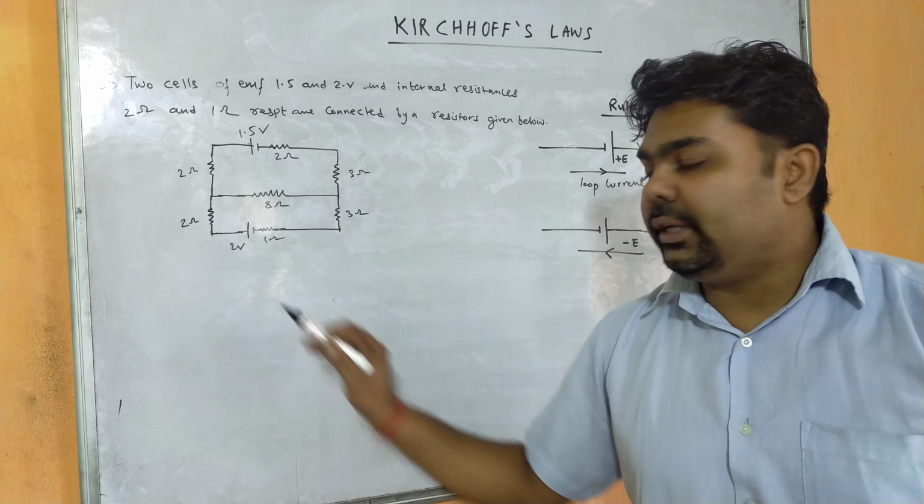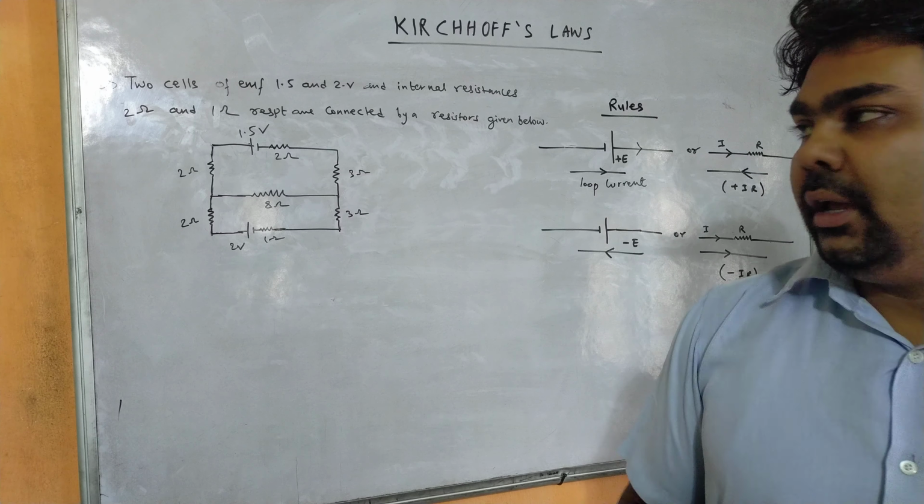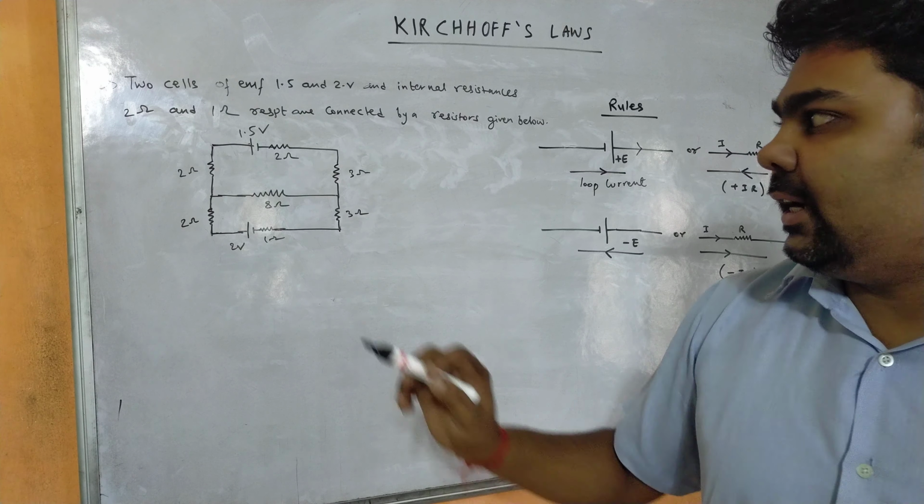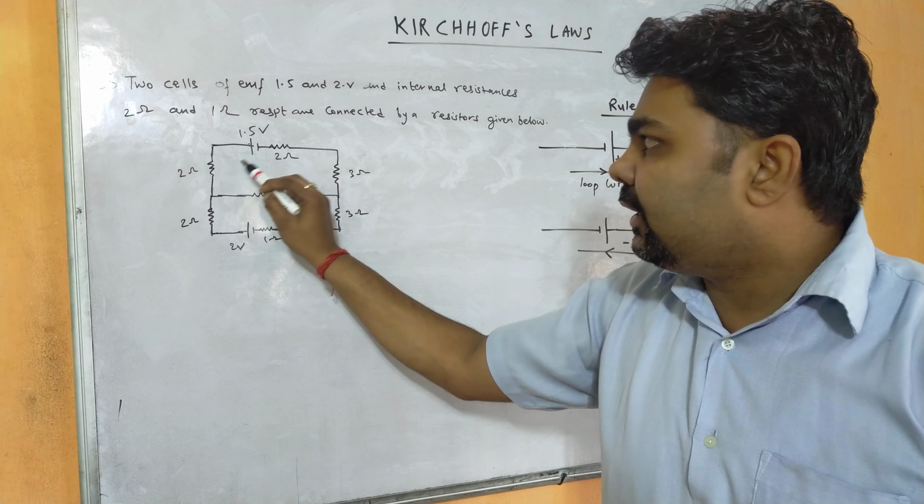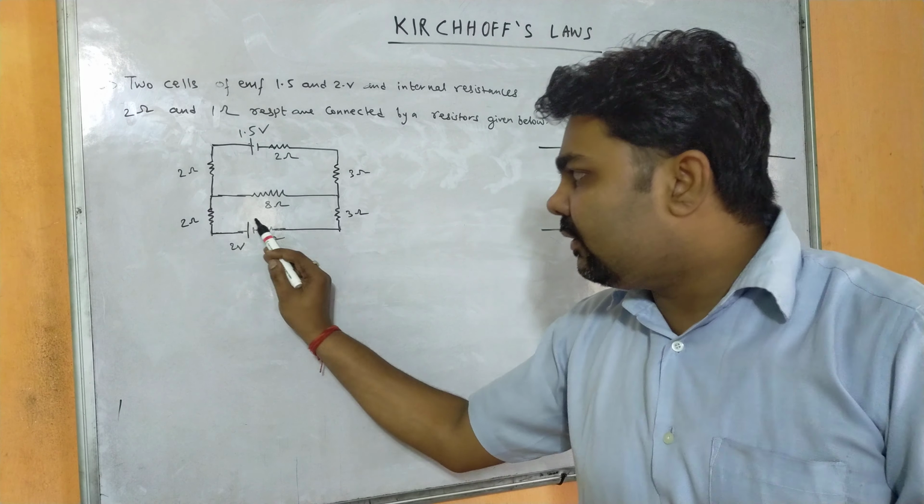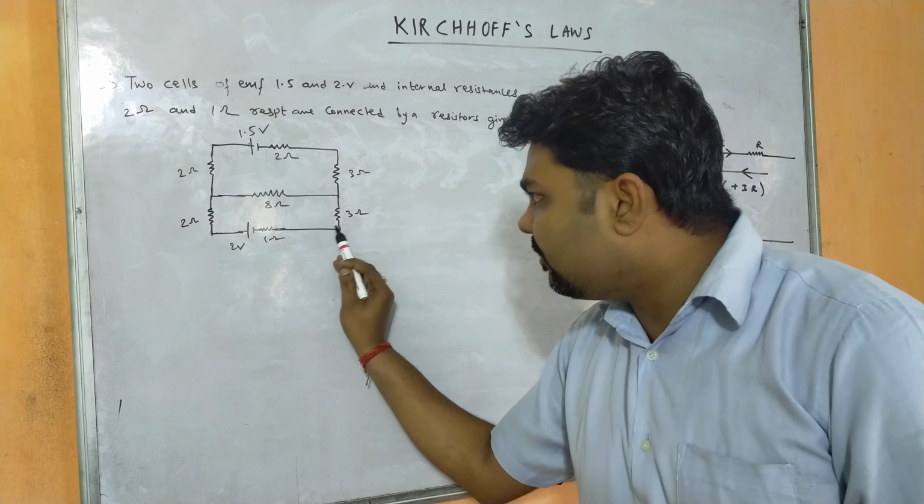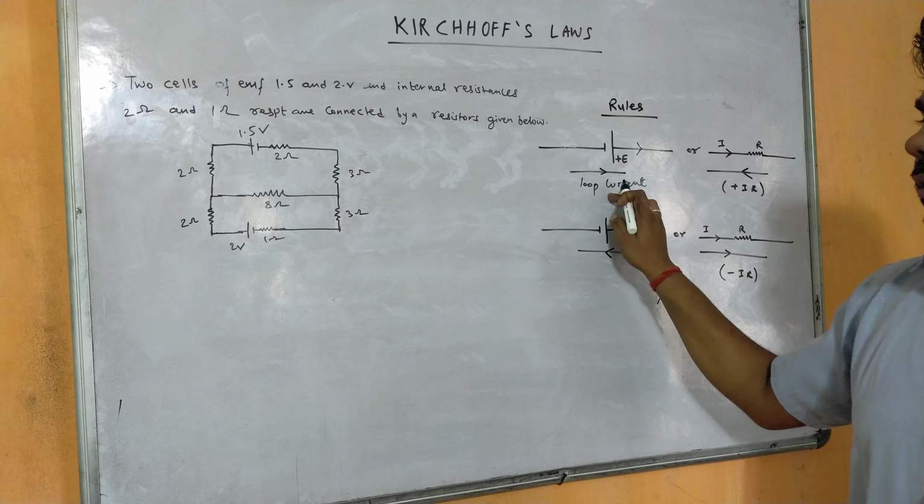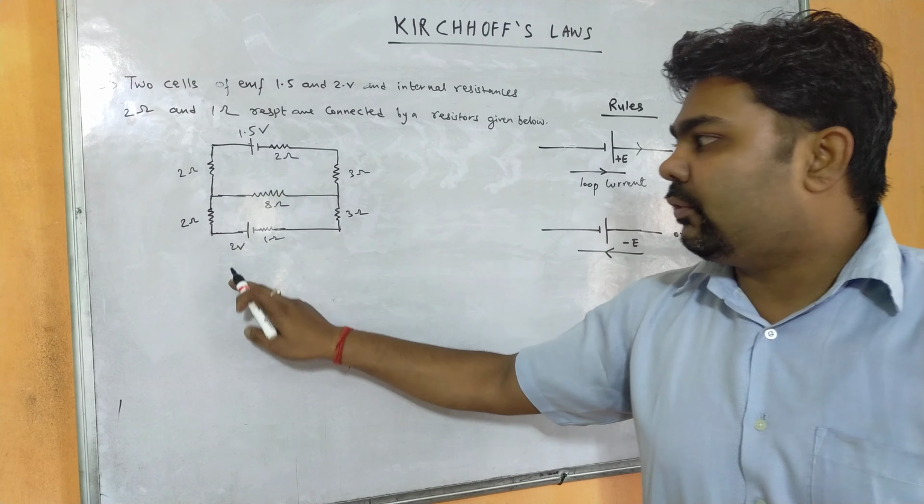At that time this 2 volt is considered to be the driving circuit and this 1.5 volt is considered to be the auxiliary circuit. That means the resistors connected to this voltage are called the auxiliary circuit, and the battery connected to these resistors is called the driving circuit, right? So the loop current depends upon the voltage of a battery.